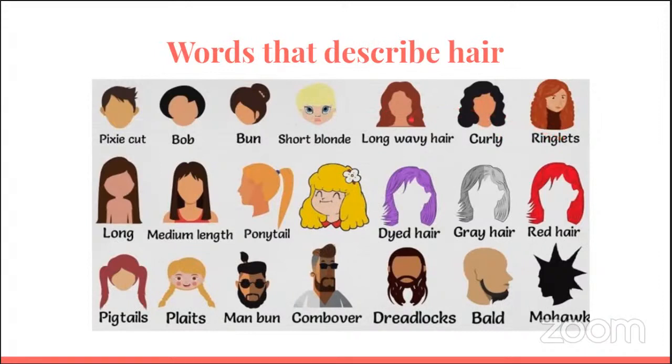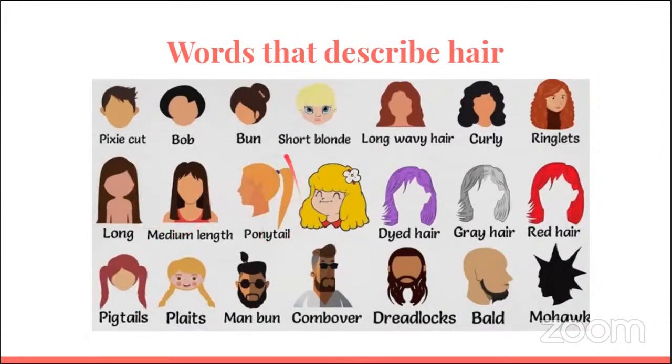What is the difference between wavy, curly, and ringlets? Wavy is whenever you have some shape. Curly is whenever you have more curls, it's more. And ringlets is when it's very, very curly, like the sheep, you know. And the size, the length, long, medium length.